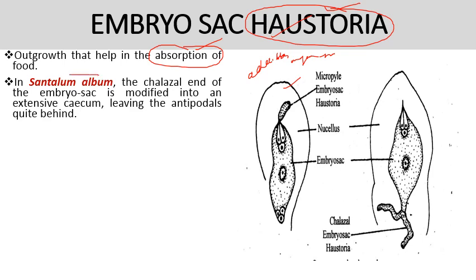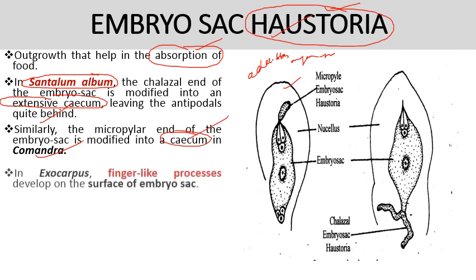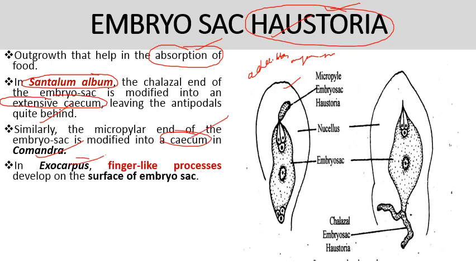In the case of Santalum album, that is the sandalwood, chandan, the chalazal end of the embryo sac is modified into an extensive structure known as cecum, leaving the antipodals quite far behind. Similarly, the micropylar end of the embryo sac is modified into cecum in the case of Comandra. In Exocarpus, finger-like processes develop on the surface of the embryo sac.